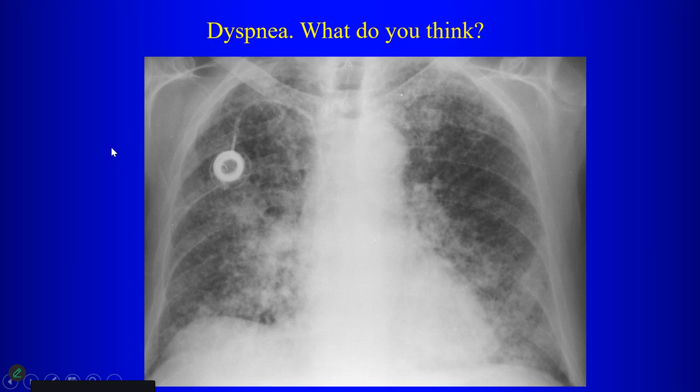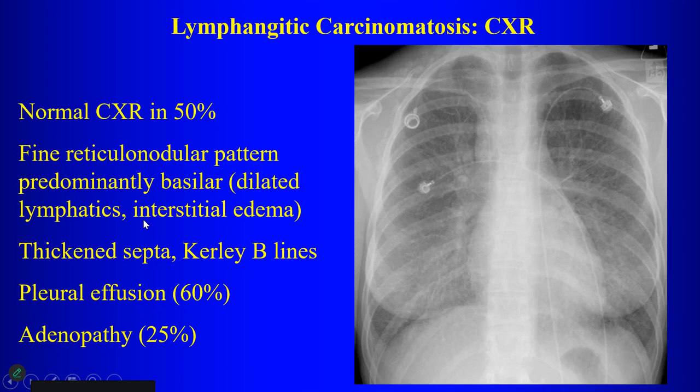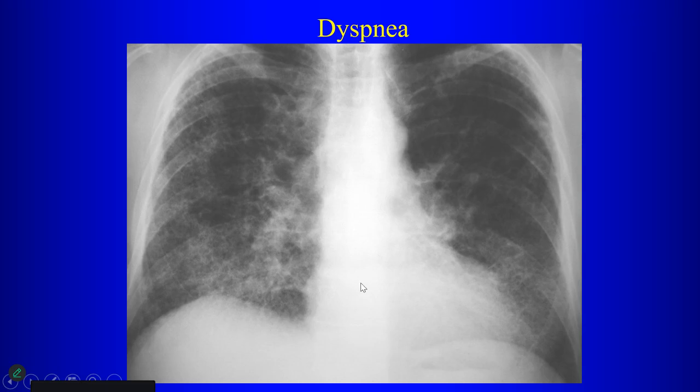So lymphangitic carcinomatosis can also give you what looks like interstitial disease at the lung bases, but we're talking about the infiltration of the lymphatics there. So on chest radiograph, it can give you a fine reticular nodular pattern. You can have Kerley B lines. Sometimes it can look like pulmonary edema because of that basilar predominance. You can also have pleural effusions and adenopathy. So we've covered lymphangitic carcinomatosis. Nodular interlobular septal thickening is the key finding on CT, especially if it's basilar predominant.